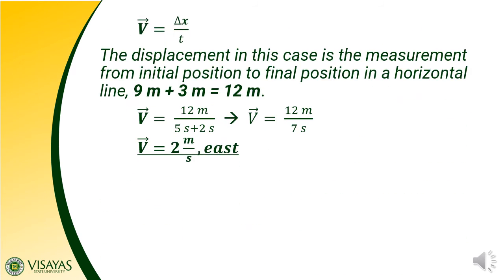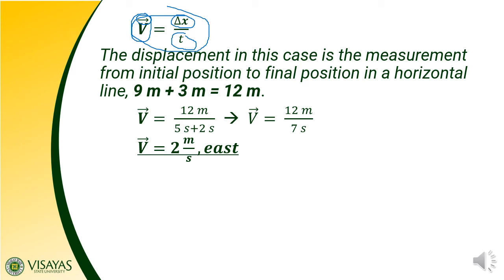Here's the solution for the problem. So we'll be using this equation to solve for velocity. As we can observe, the symbol for velocity is the same as speed. But velocity has an arrow on top, which is an indication that velocity is a vector quantity. So velocity is equal to delta x over t, in which delta x is the displacement and t is the time, or the total time. So the formula for velocity is displacement over total time.